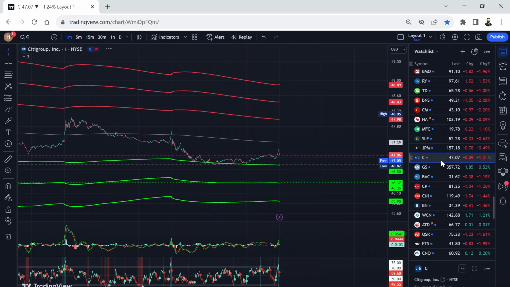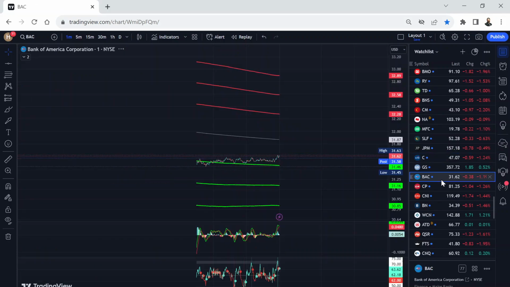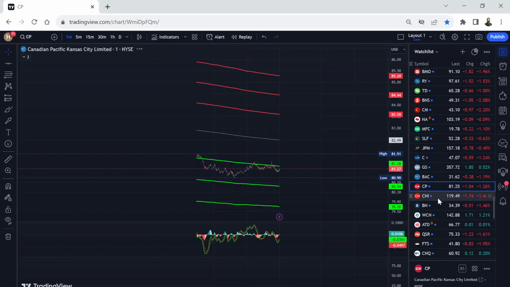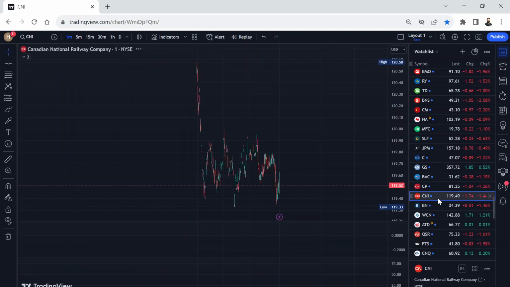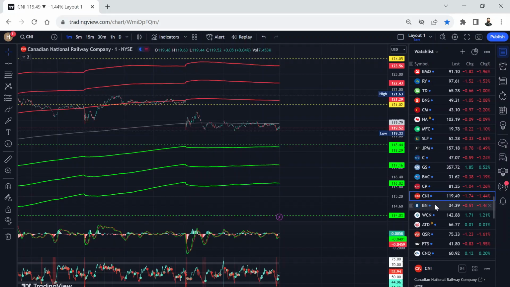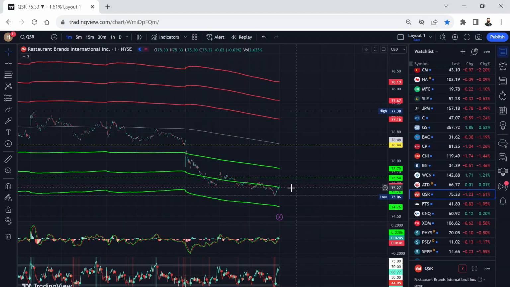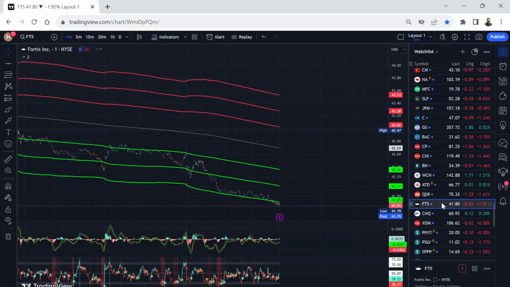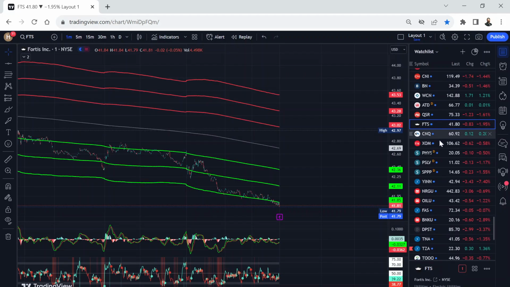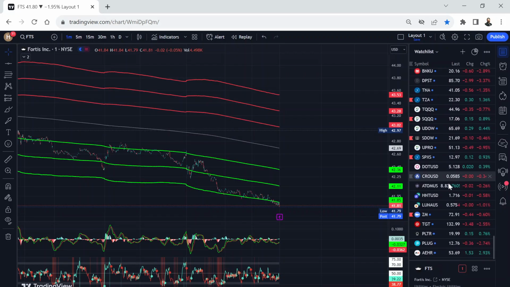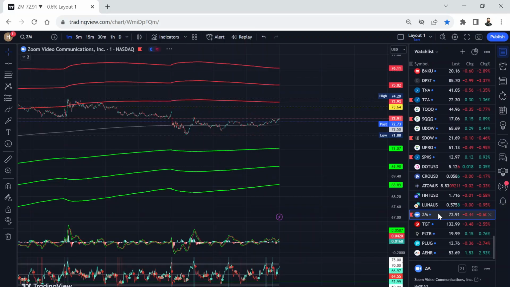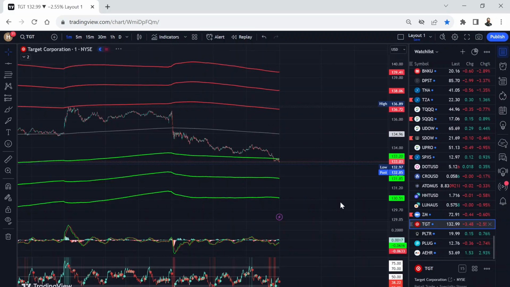Let's look at American banks. Citigroup close to the buy zone. Bank of America close to the buy zone. CP Rail is in the buy zone. CNI is in the buy zone, not in the buy zone, sorry. BN is close to the buy zone. Let's quickly see QSR. Buy zone. FTS, biggest utility in Canada, another one in the buy zone. And Zoom in the middle, nothing to do here. Target is in the buy zone, just the buy zone.